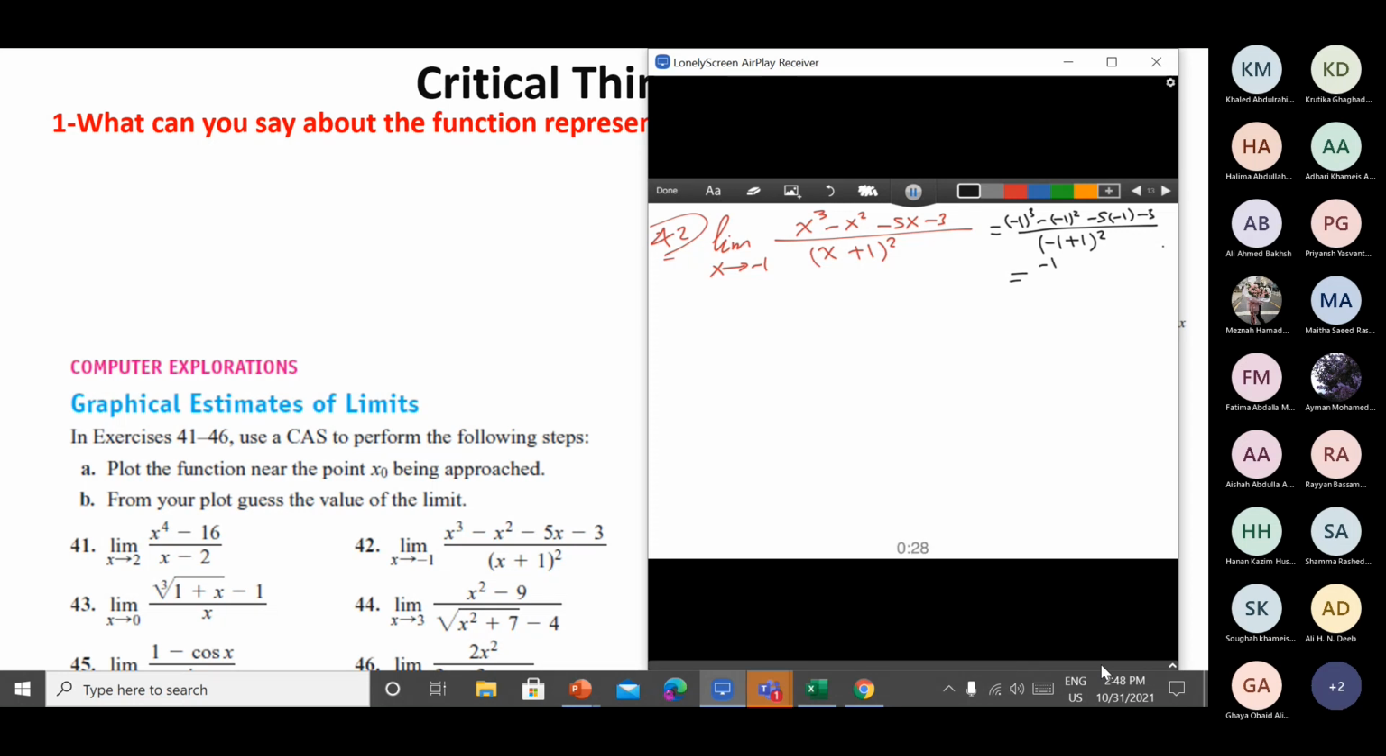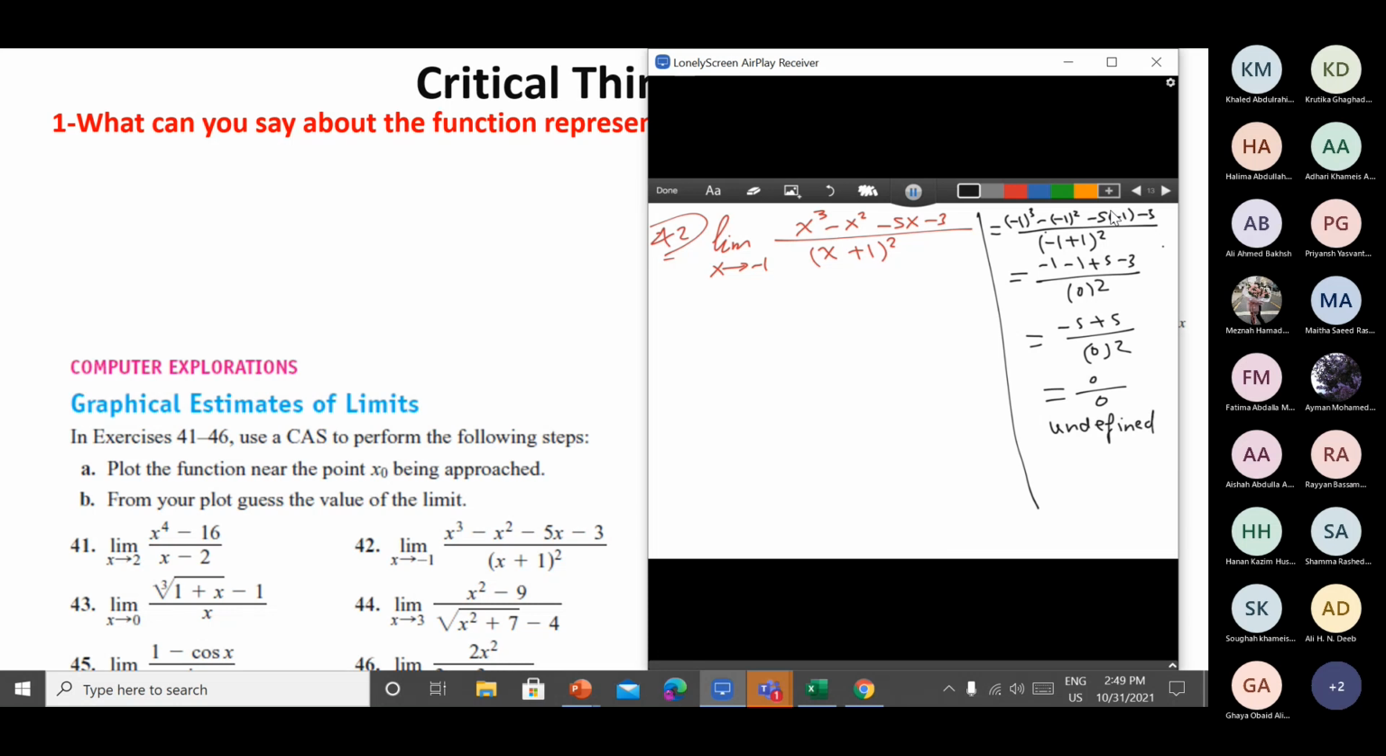Here, this is minus 1 because the power is odd, so the negative stays as it is, and 1 cubed is 1. And minus 1 to the power 2, 2 is even, so the negative will disappear, but I have minus outside, so it will be minus 1. Minus 5 times minus 1, minus becomes positive, 5, minus 3, and minus 1 plus 1 is 0 squared. Minus 1 minus 1 minus 3 will be minus 5, and I have positive 5. So I end up with 0 over 0. So this is an undefined value.